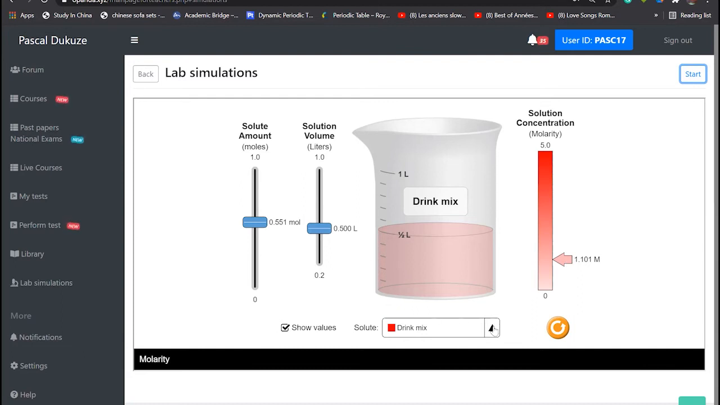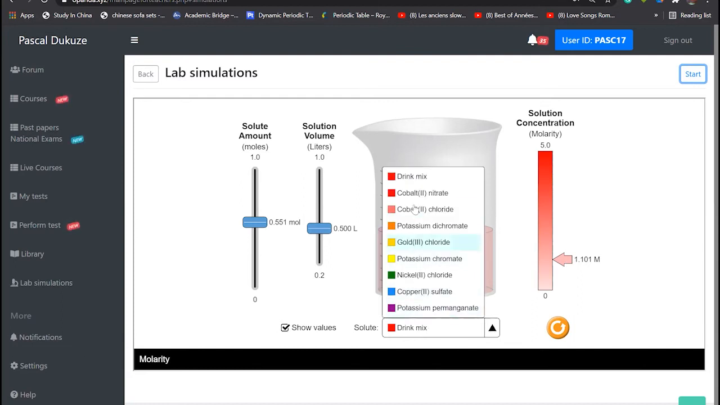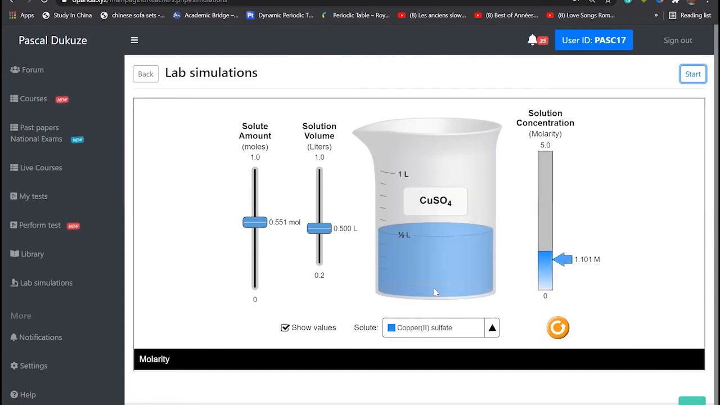Now, here we have different solutes. You can change the solute. Copper sulfate, when dissolved in water, gives a blue color. Increasing the solute will also increase the concentration. And here there is something new.